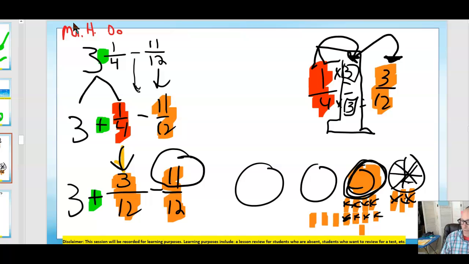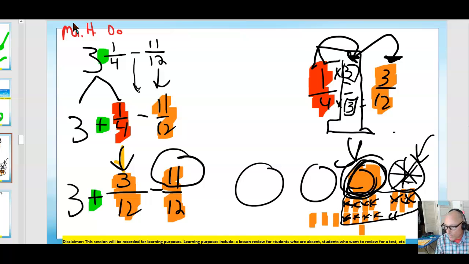How many pieces do I have left in this pizza after I gave away a total of 11? 3 from this pizza. And how many from this pizza? 8 pieces. 1, 2, 3, 4, 5, 6, 7, 8. 8 plus 3 is 11 total pieces I gave away. So how many are left in this pizza? 1, 2, 3, 4 pieces. So 4 out of what? 4 out of 12. So this is going to be 4 pieces out of 12 pieces left. We gave all the other ones away.